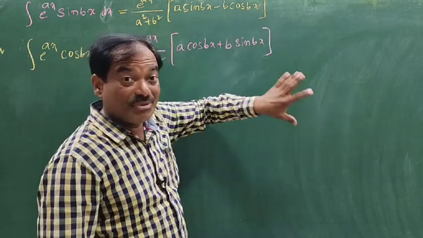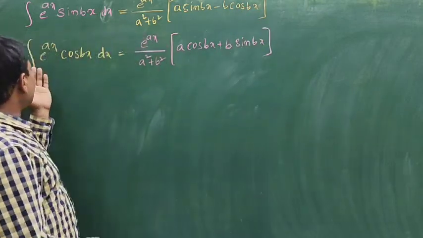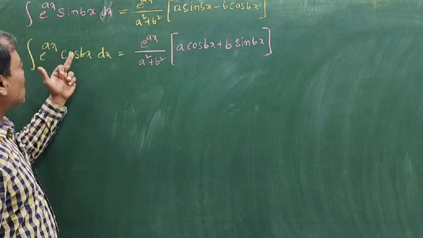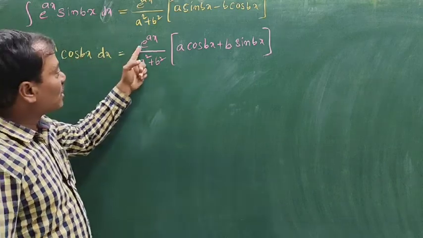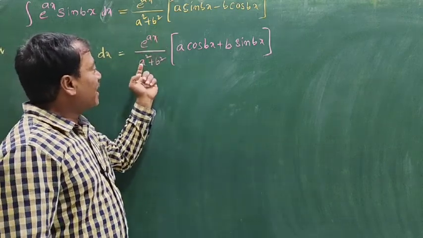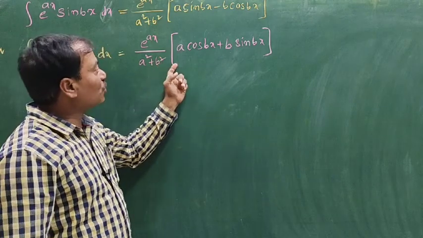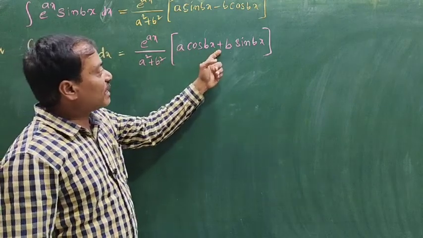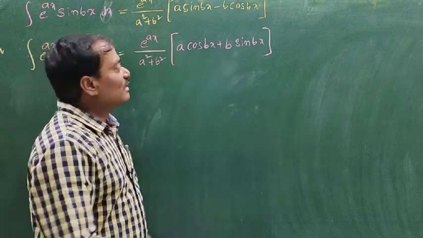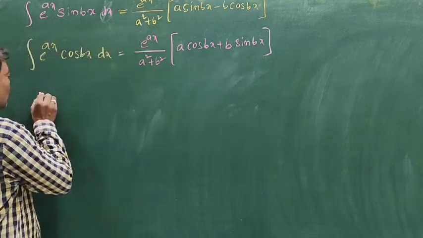And similarly, the integral e power ax cos bx dx equals e power ax by a square plus b square into a cos bx plus b sin bx. So now I am giving one assignment here.